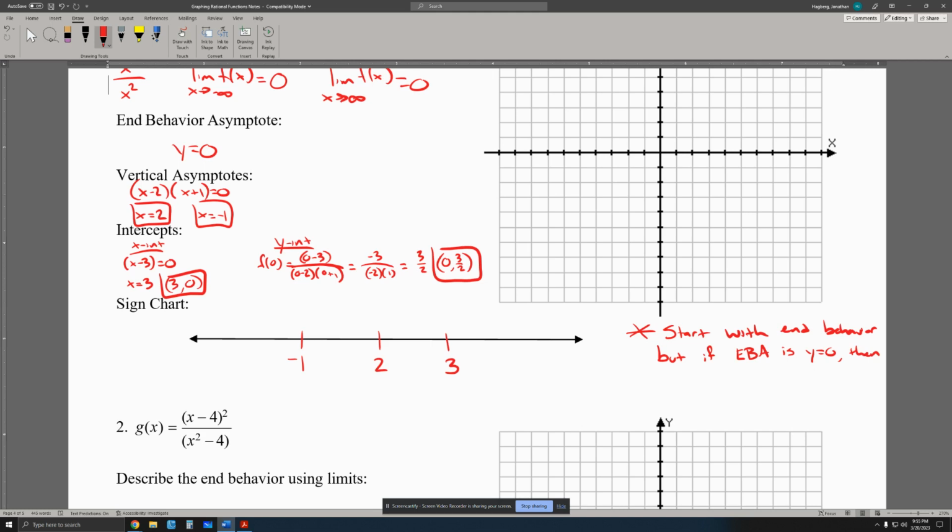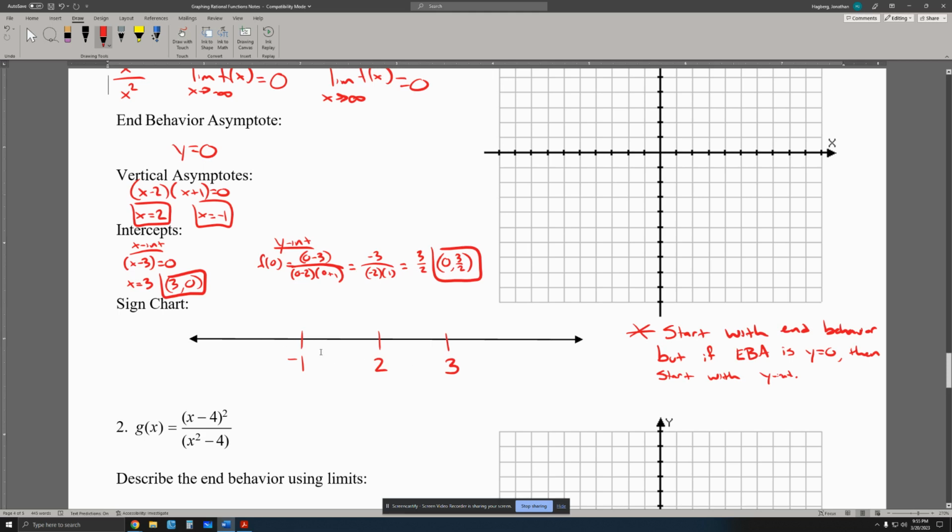So we can't say that it's positive or negative. So we're going to start with the y-intercept. All right, so the y-intercept, let's take a look here. We have (0, 3/2). Well, (0, 3/2) is a positive quantity.